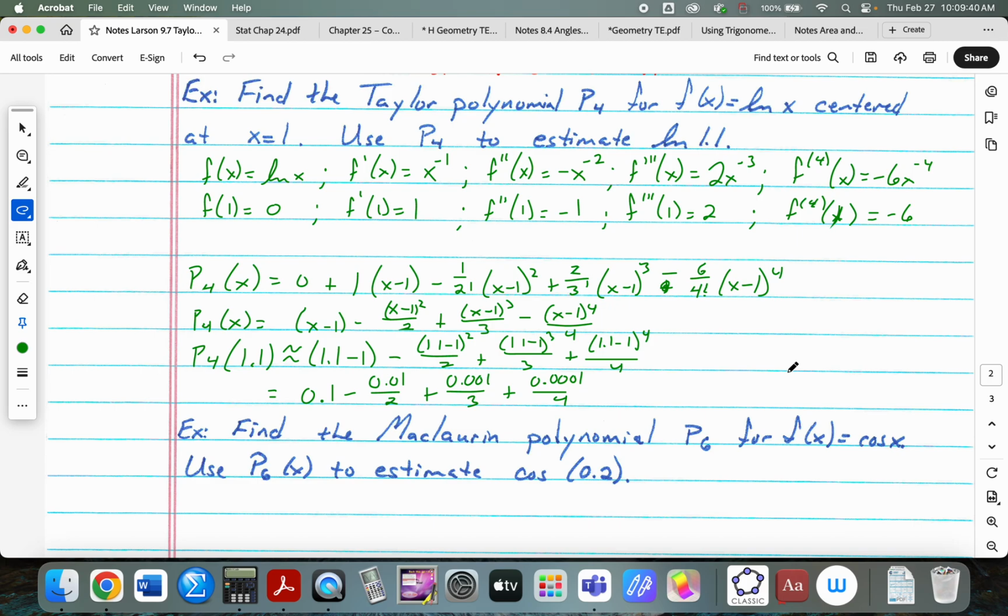And I'm curious what that comes out to be. So it's 0.1 minus 0.01 divided by 2 plus 0.001 divided by 3. Did I miss a sign? Oh, I messed up a sign right here. It's like this was supposed to be alternating. Minus 0.0001 over 4. And that's 0.0953.